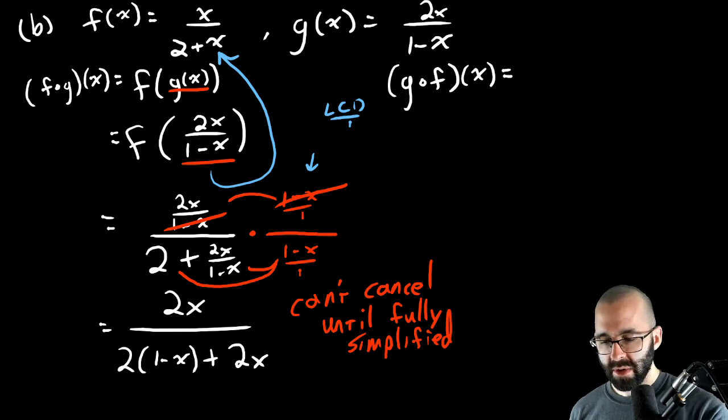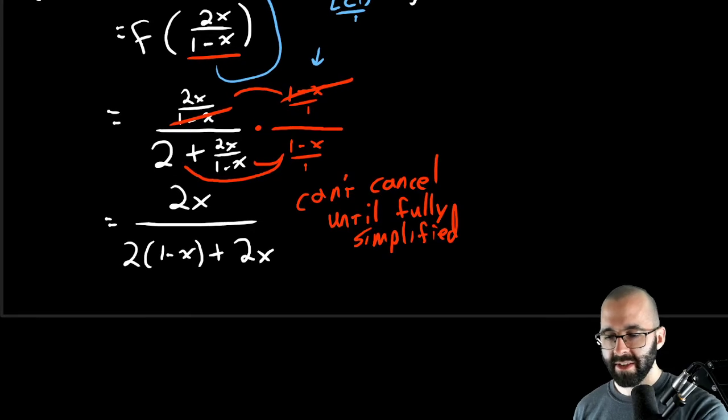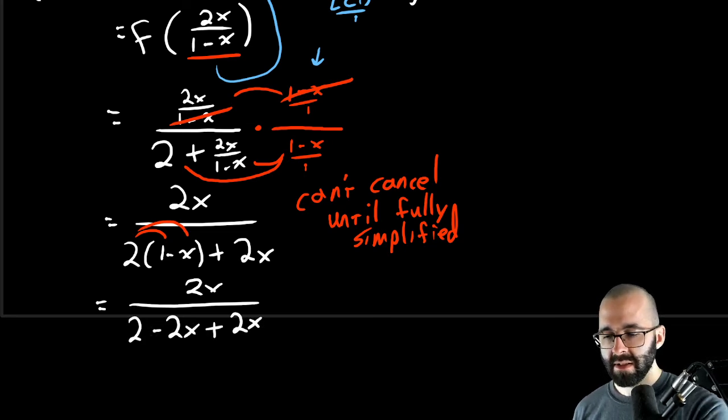Oh dear, we're not going to have enough room for this. We're just going off the board. So this is going to be 2x divided by, if we distribute, 2 minus 2x, and then plus a 2x. Now those 2x's cancel. Minus 2 plus 2x, combine like terms.